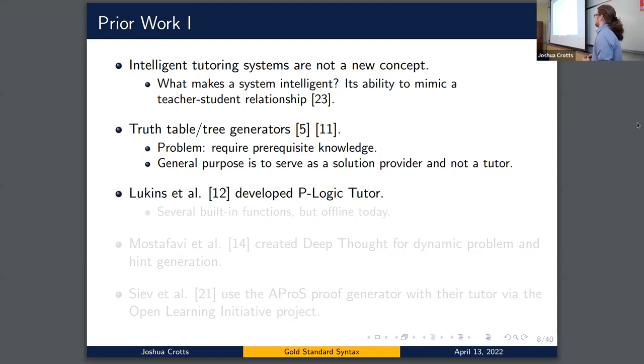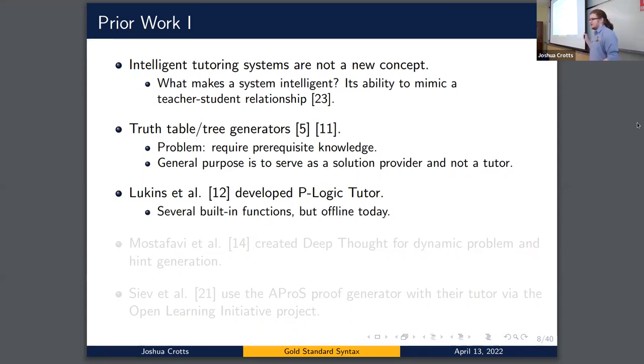A good example of an intelligent tutor is the P-Logic tutor, developed by a group of researchers at Wake Forest. And they evaluated it with a few discrete math courses. It has some nice built-in functionality: truth table and truth tree generators, and a natural deduction tutoring system. But we can't evaluate it today because it's offline. And if you even wanted to use it, you had to have an account with Wake Forest, so it wasn't publicly available.